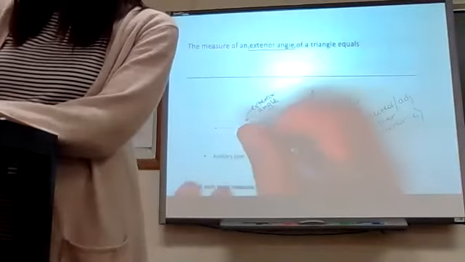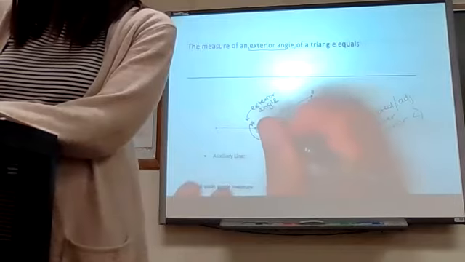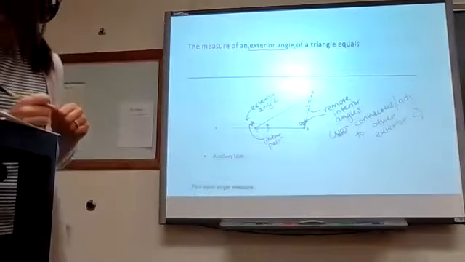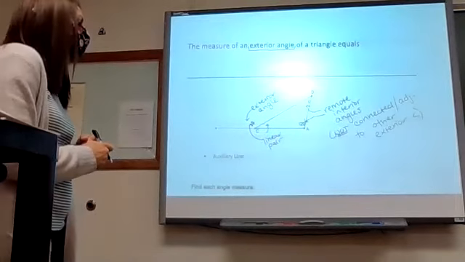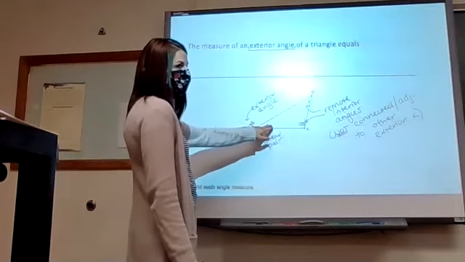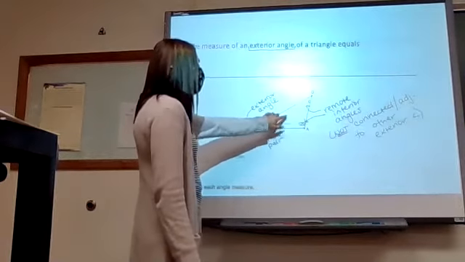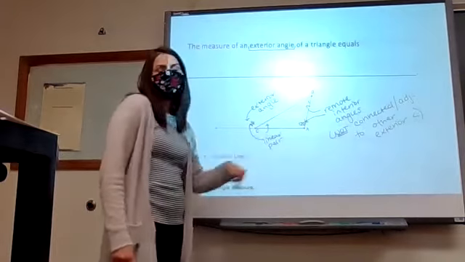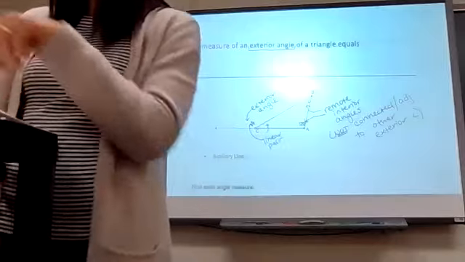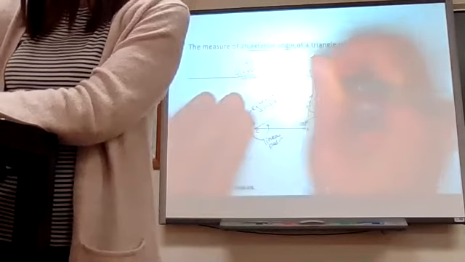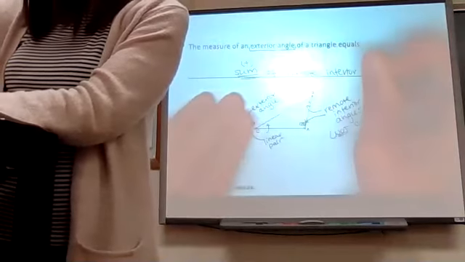So what's true here, which we saw in our homework, is we know that this is a linear pair, which means this exterior angle and this angle add up to 180. We also know that this angle and these angles add up to 180 because a triangle totals 180. So the theorem states that the exterior angle is equal to the sum, which means addition, of the remote interior angles.